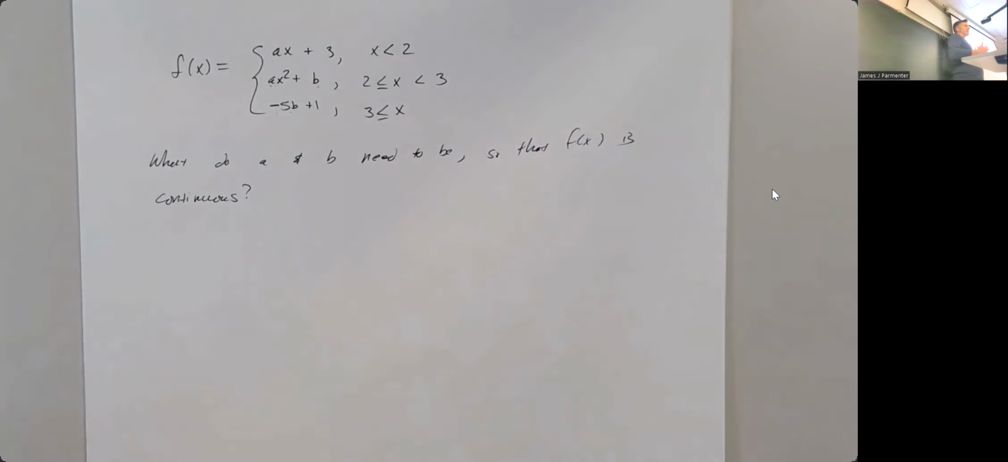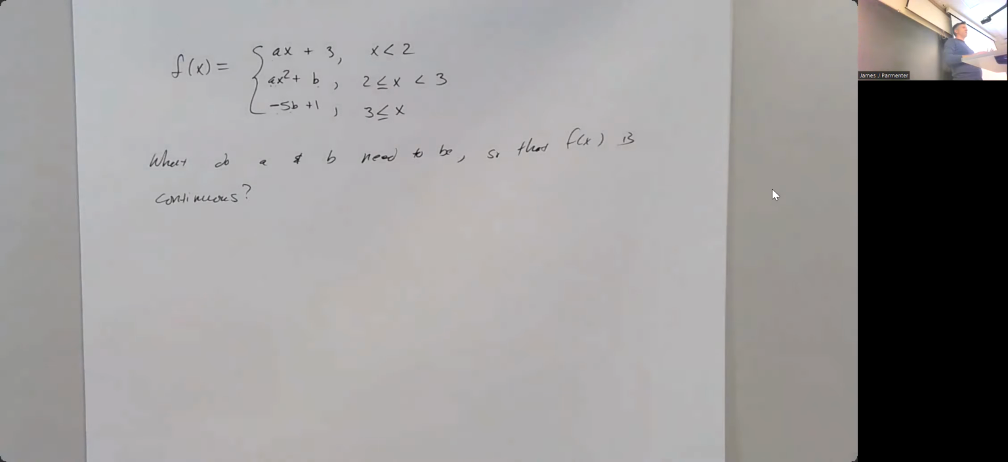So really what needs to happen here is all the limits need to exist, right? Because if the limits exist, they'll match up with the function values. But we need to make sure that what's happening from the left and right of 2 and the left and right of 3 are the same thing.